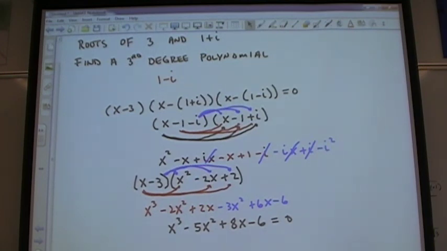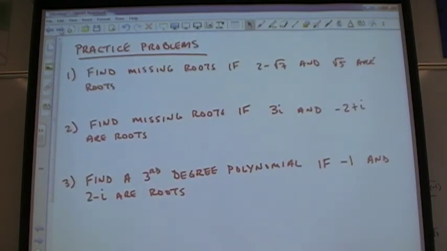That takes care of the last 3 examples. Try those problems.